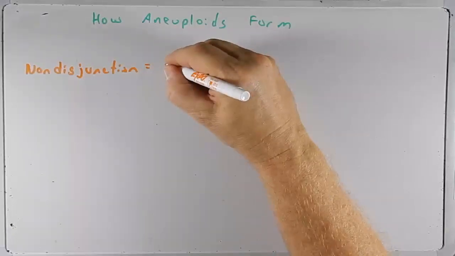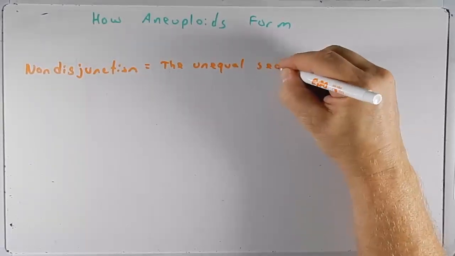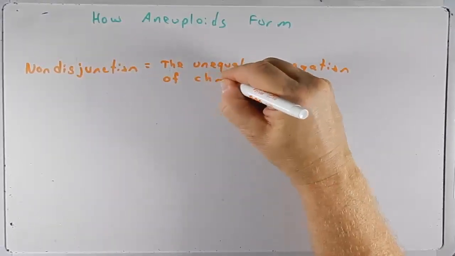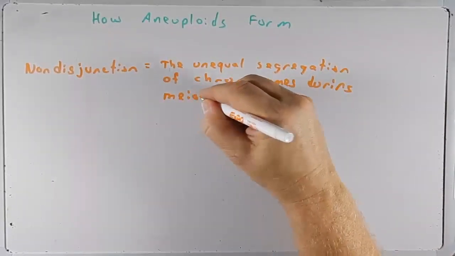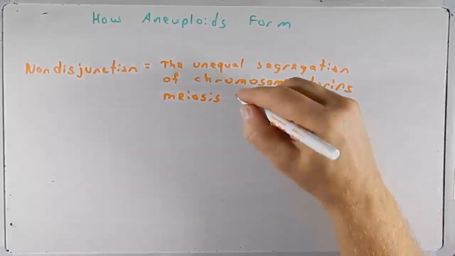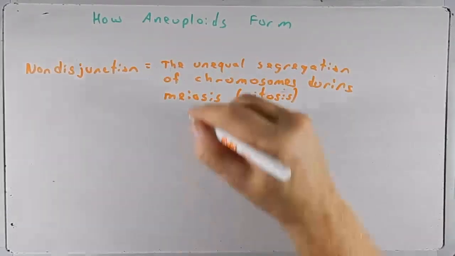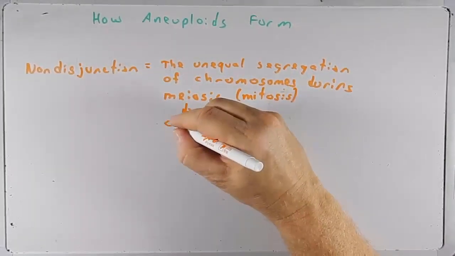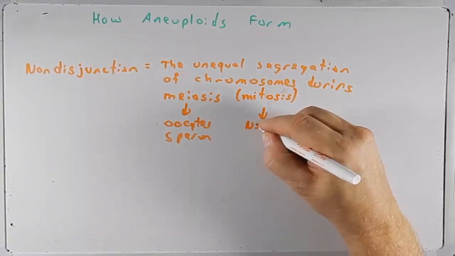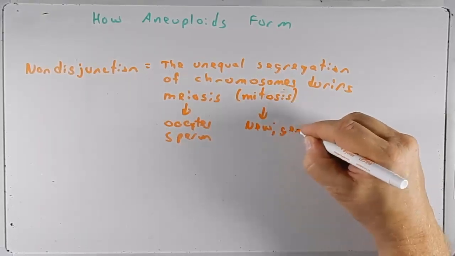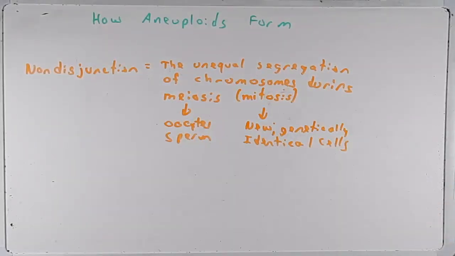And this is the unequal segregation of chromosomes during meiosis. I'm going to focus on meiosis right now, but on the next whiteboard, I'm going to also explain how non-disjunction can happen during mitosis. Remember, meiosis produces oocytes and sperm, and mitosis produces new genetically identical cells. But we'll come back to that in a moment.